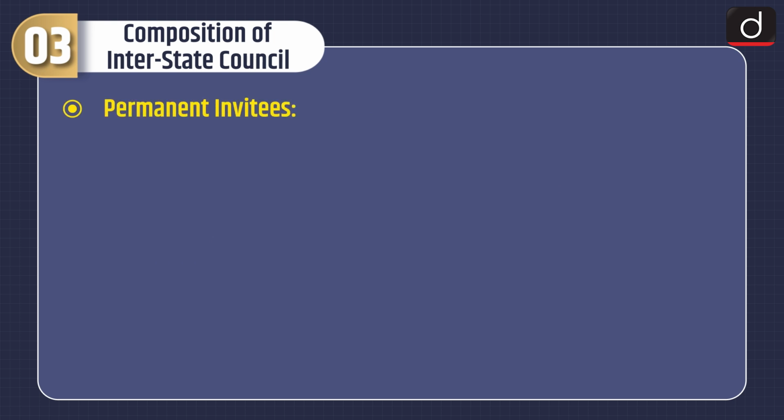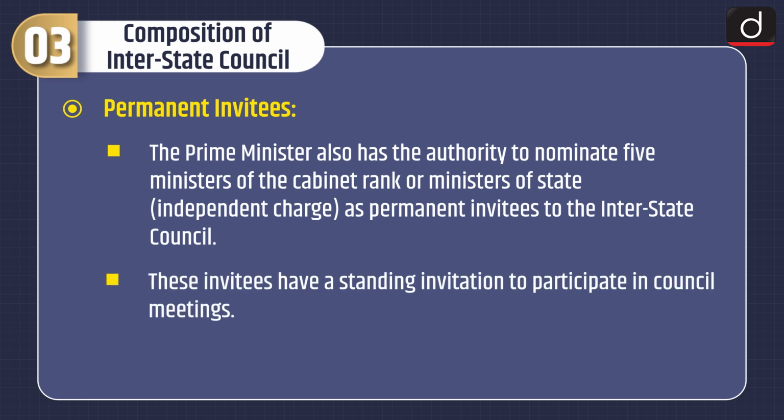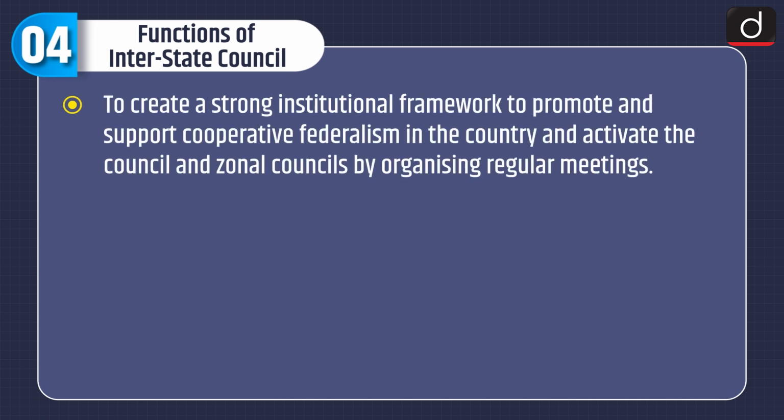Permanent invitees. The Prime Minister also has the authority to nominate 5 ministers of the cabinet rank or ministers of state with independent charge as permanent invitees to the Interstate Council. These invitees have a standing invitation to participate in council meetings. Now moving on to functions of Interstate Council.